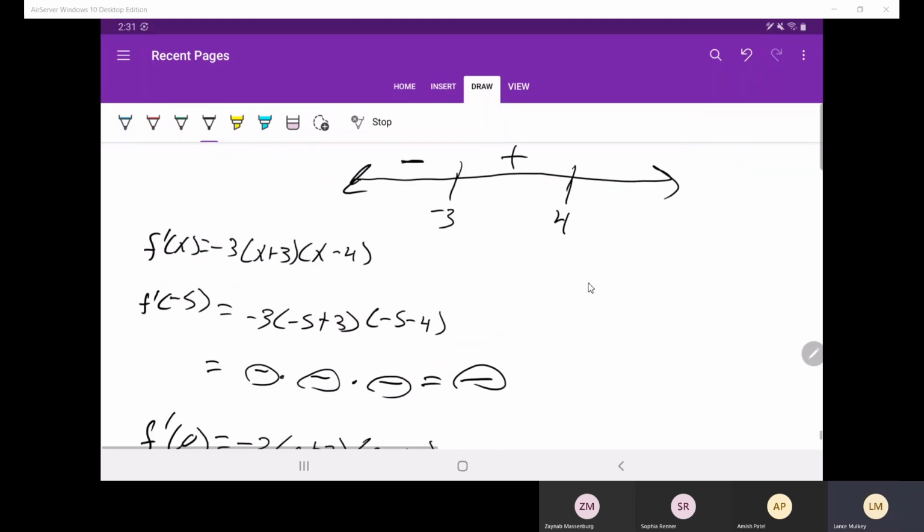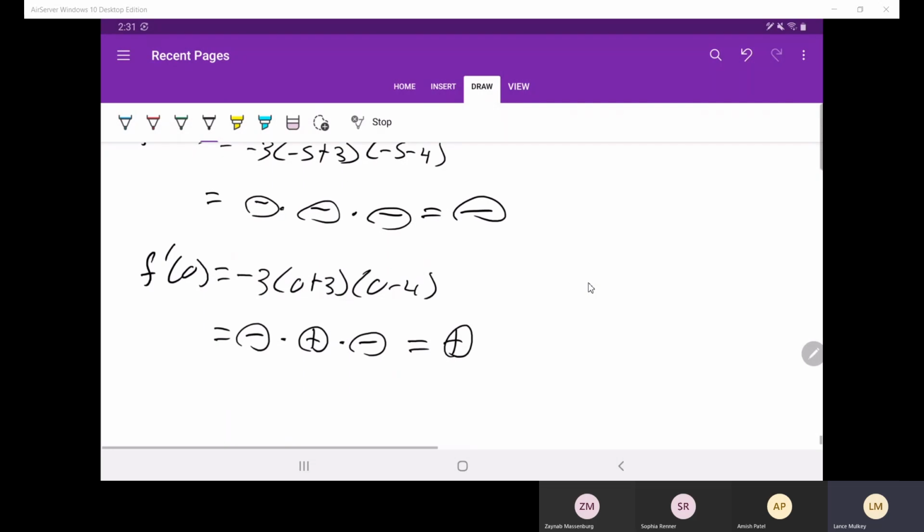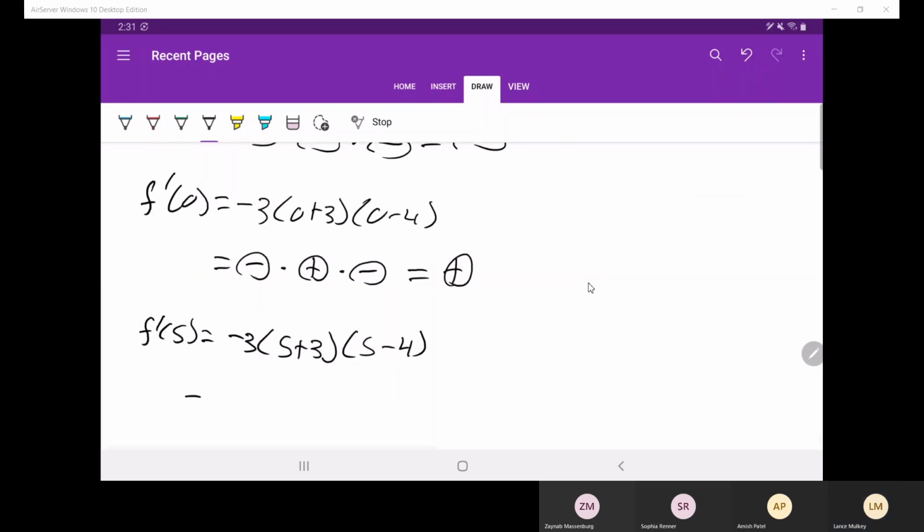Now we're going to need something greater than 4, so I'm going to do f(5). f(5) equals negative 3 times 5 plus 3 times 5 minus 4. That equals negative times positive times 5 minus 4, positive, equals a negative.